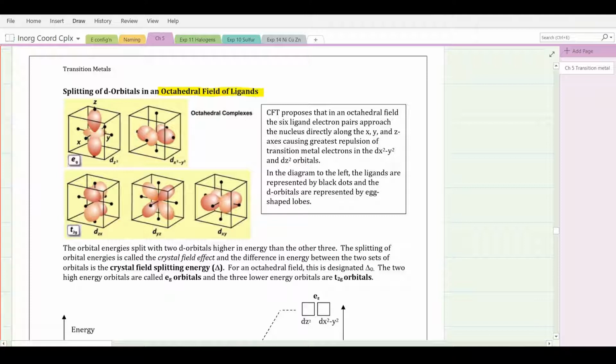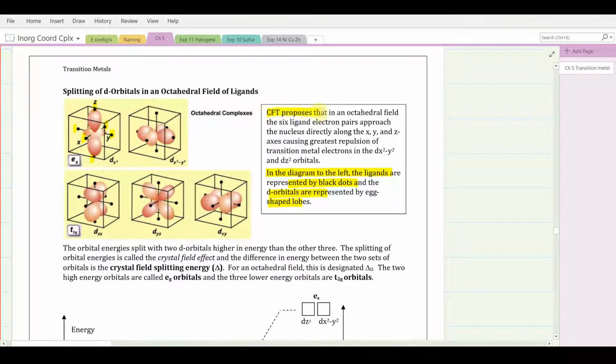And if we have 6 ligands, we'd have an octahedral field, if you recall. So when you have 6 electron clouds in 3-dimensional space, the farthest they can get from each other is in an octahedral arrangement, if you recall from valence bond theory. So in the diagram on the left, these ligands are represented by black dots, and the d orbitals are represented by the egg-shaped lobes. There are 6 black dots arranged octahedrally around the central metal cation.